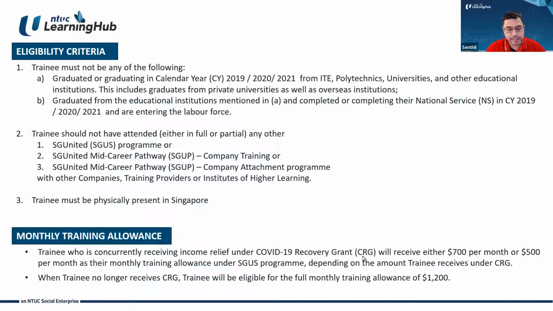But you may have a question: the COVID-19 recovery grant is not forever, it's only for a few months. So after I stop receiving it, will I be eligible for the full $1,200? The answer is yes. Once the trainee no longer receives the COVID-19 recovery grant, the trainee will be eligible for the full monthly training allowance of $1,200. This is a point to take note of as well.